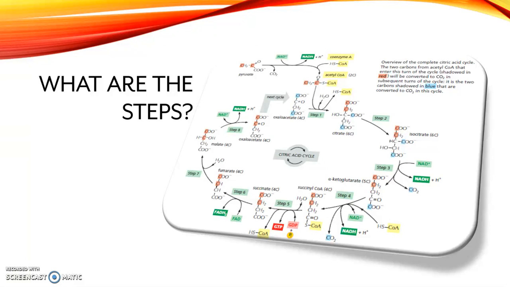So what are the steps? On the following slides, I'll explain each one of the 8 steps in the citric acid cycle. For each step, the portion of the molecule that undergoes a change is highlighted in blue, while the enzyme that catalyzes the reaction is highlighted in yellow.